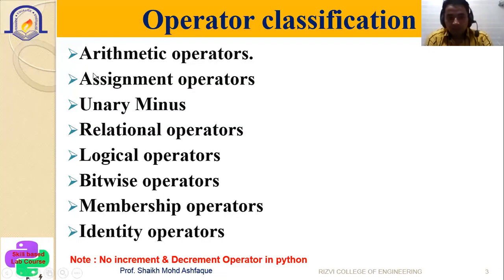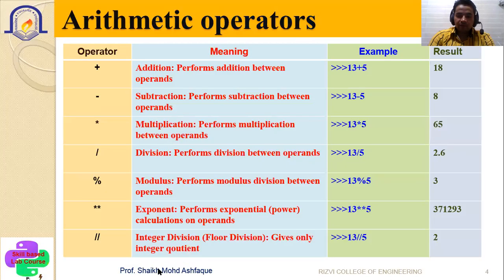So these are the set of classifications: arithmetic, assignment, unary minus, relational operators, logical operators, bitwise operators, membership operator, and identity operator. Here, no increment and decrement operator is there, because we know that in the case of a for loop, we have also seen that the increment is automatic.